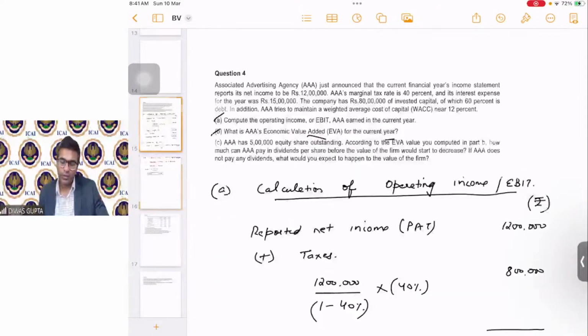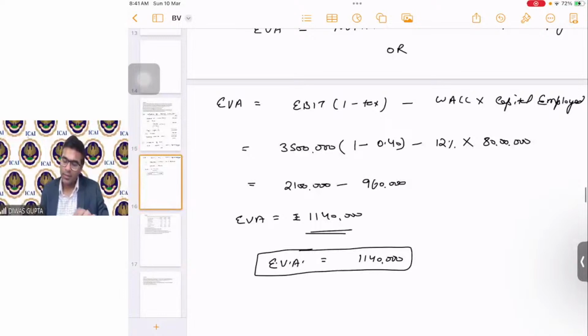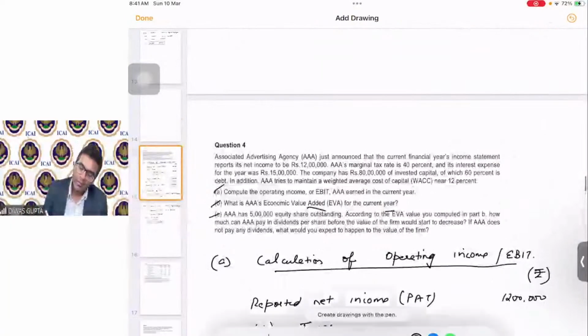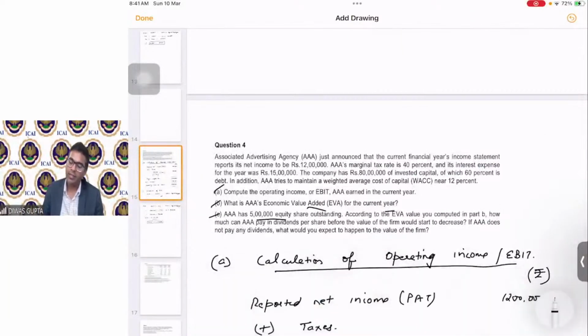Let's move to the next part. So first, the question had asked us to calculate EBIT. Then the question had asked us to calculate the EVA. Then the third part: AAA has 5 lakh equity shares outstanding. According to the EVA value you computed in part B, how much can AAA pay in dividends per share before the value of the firm would start to decrease?